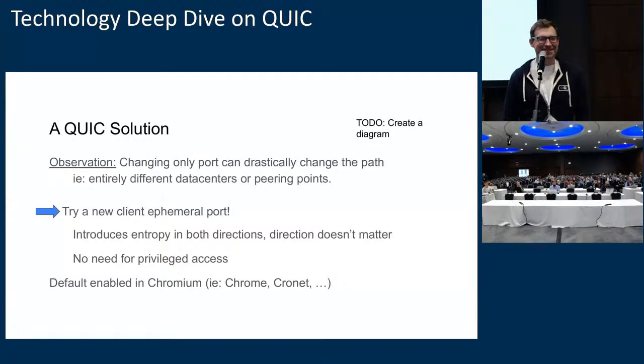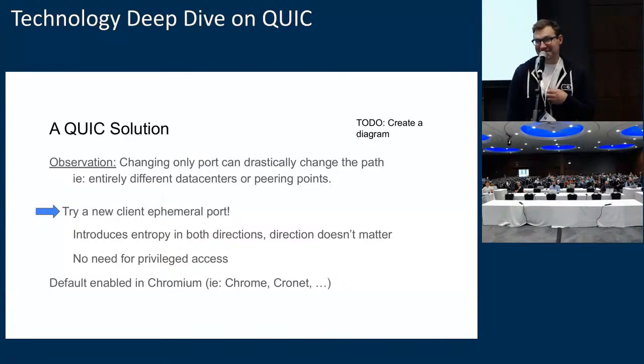So the observation is that changing only the port can drastically change the internet path that you get routed to. If you do a traceroute from 2 different ephemeral ports on your machine, we've seen cases where you actually ended up going through different peering points, for example. In some cases, you'll have 9 hops on one side and 13 on the other. It's drastically different routes. It's almost inexplicable, kind of shocking how different they are.